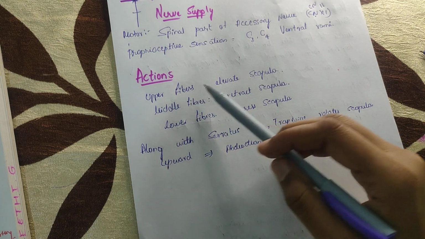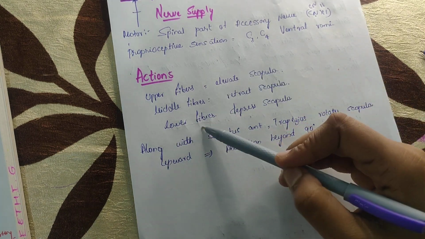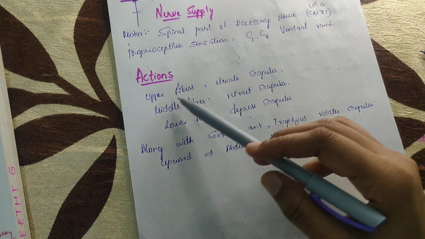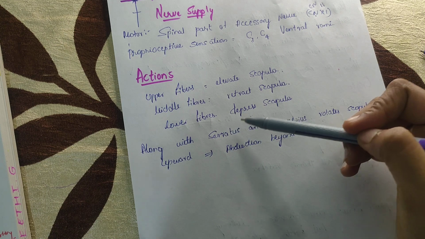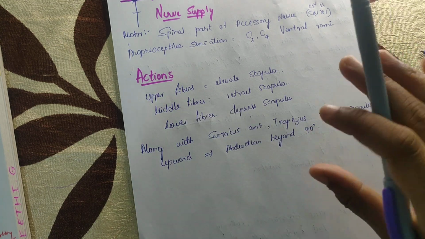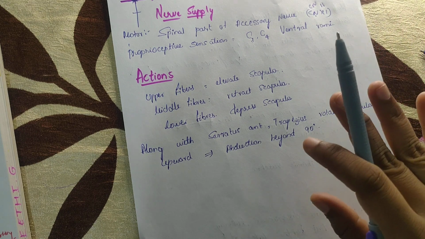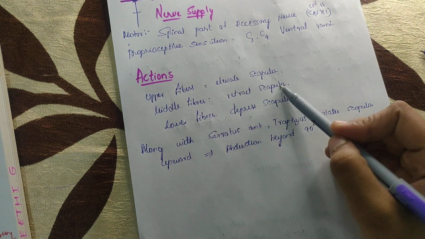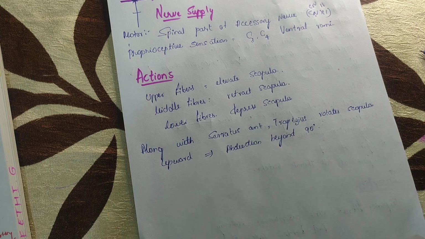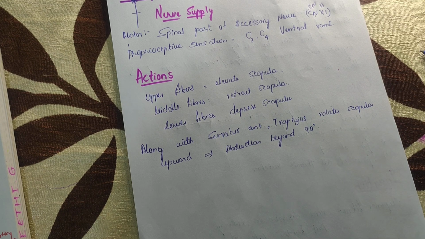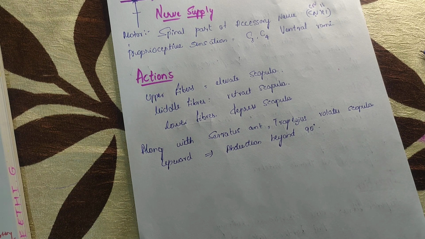Action: the upper fibers elevate the scapula, whereas the lower fibers depress the scapula, as both are attached to the scapula. Middle fibers retract the scapula. Retract means bringing the medial border and inferior angle of the scapula towards the rib cage. Along with the serratus anterior, the trapezius muscle rotates the scapula so that we can abduct beyond 90 degrees, with the help of the deltoid muscle.